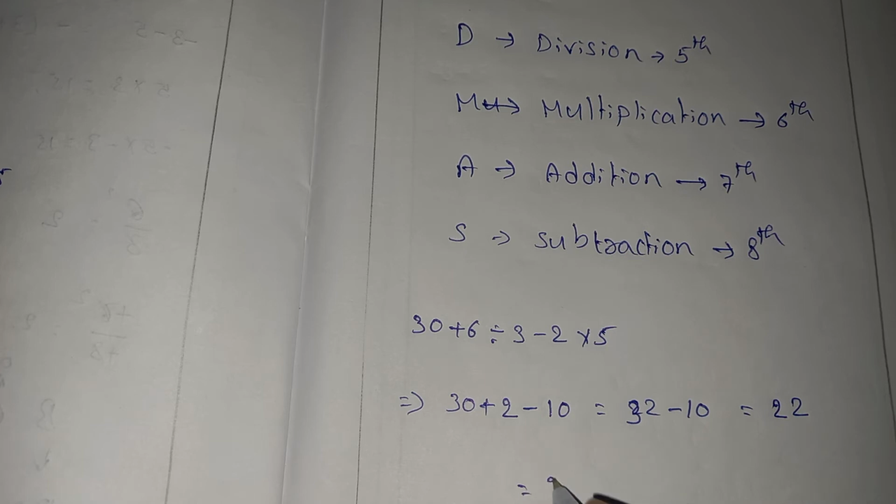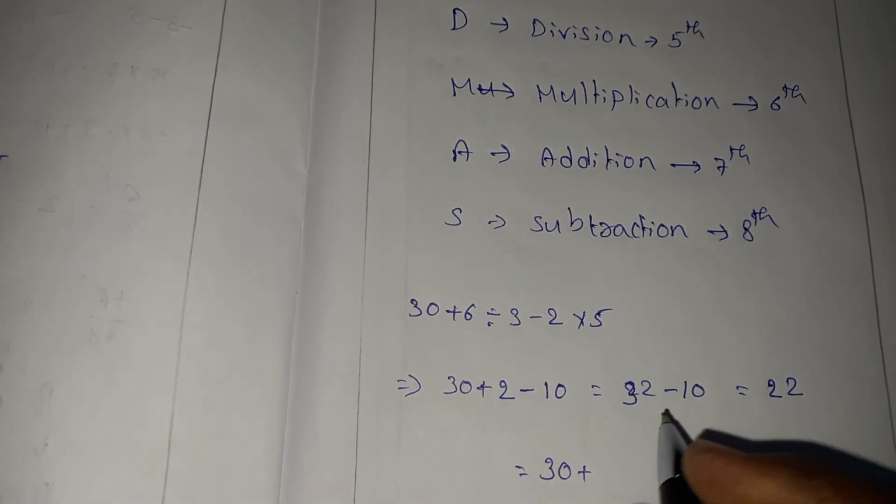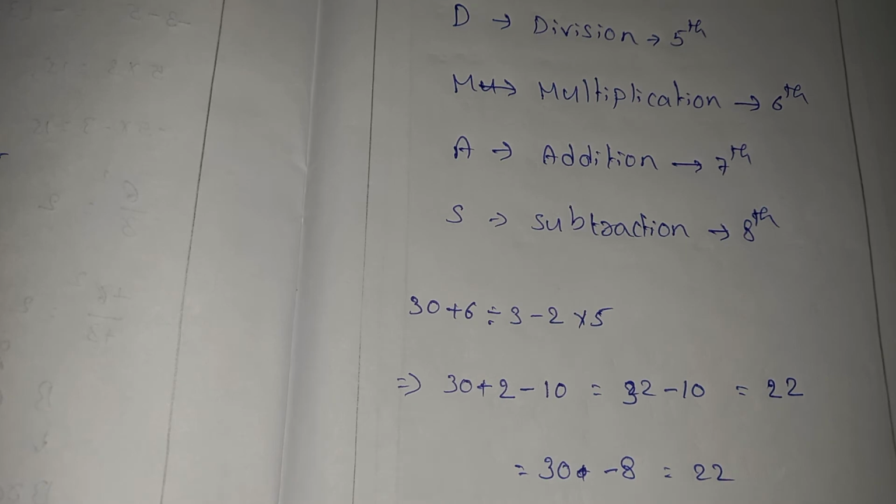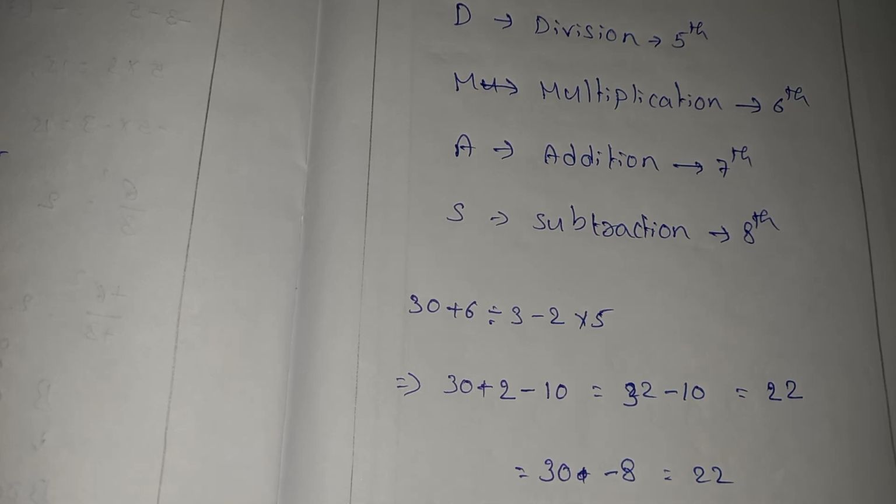If you do 30 plus 2 minus 10, how much is this? Minus 8. Again 22. Right or not? So that is the reason I said addition and subtraction have the same priority. Multiplication and division have the same priority. But if you can't remember that point, you can think about BODMAS. Okay, BODMAS also covers brackets. Okay, shall we go to the exercise?